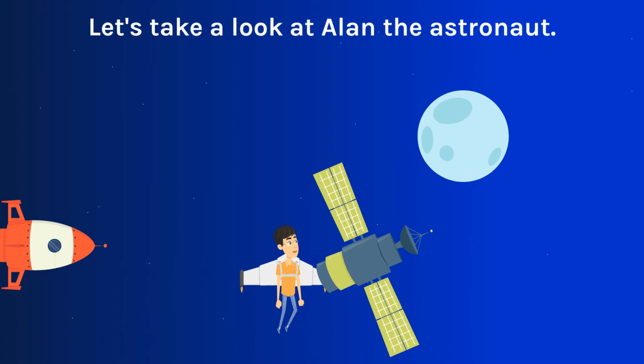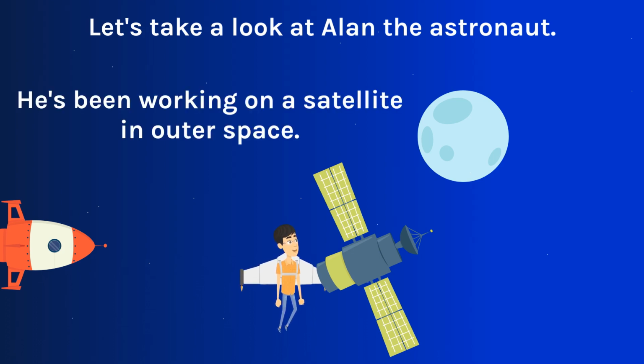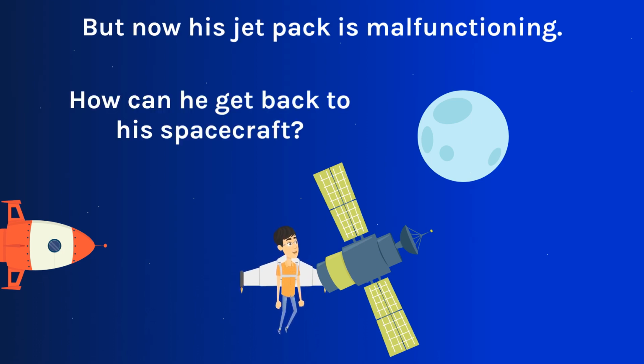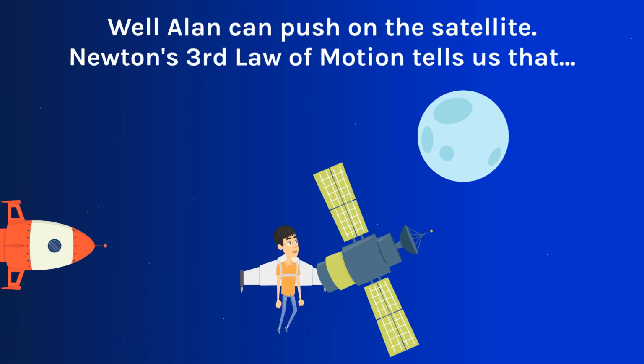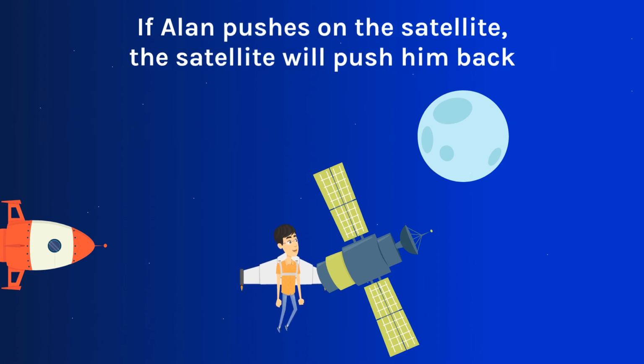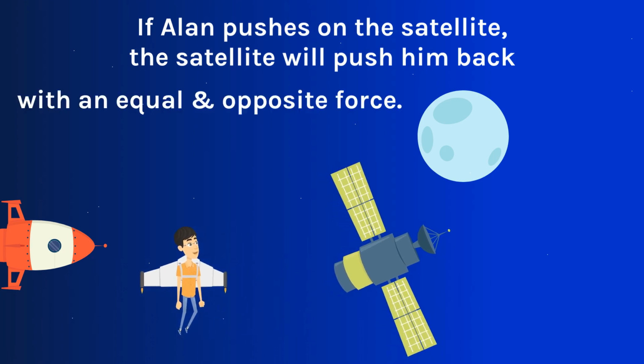Let's take a look at Alan the astronaut. He's been working on a satellite in outer space, but now his jetpack is malfunctioning. How can he get back to his spacecraft? Well, Alan can push on the satellite. Newton's third law of motion tells us that for every action force, there's an equal and opposite reaction force. If Alan pushes on the satellite, it will push him back with an equal and opposite force.